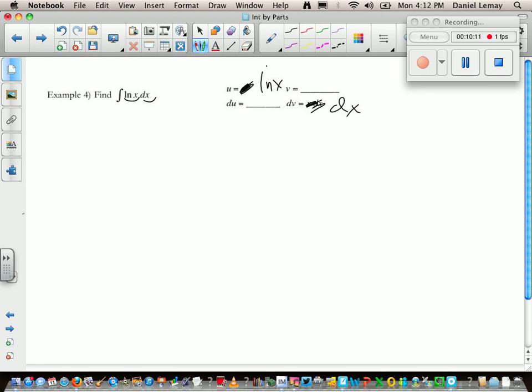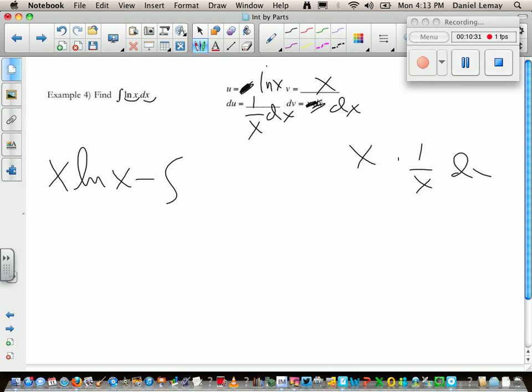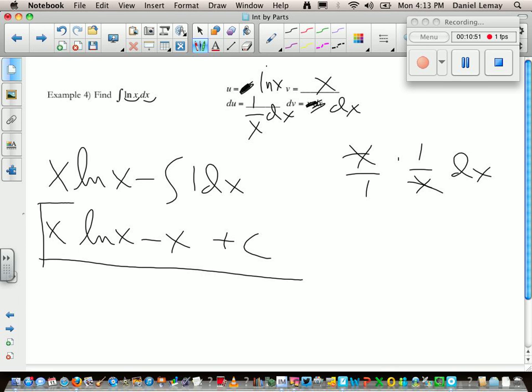And then what's the derivative of ln x? 1 over x dx. What's the antiderivative of 1 dx? Just x. And then we're going to do the u times v. So x times ln x minus the integral. Well, what is x times 1 over x dx? Well, the x's cancel out, thank goodness. So I'm just left with 1 dx. I'll write 1 just to make us happy. So what's the antiderivative of 1? Well, it's just x. And then you need plus c. So the antiderivative of ln x seems complicated at first, but it's not that bad.